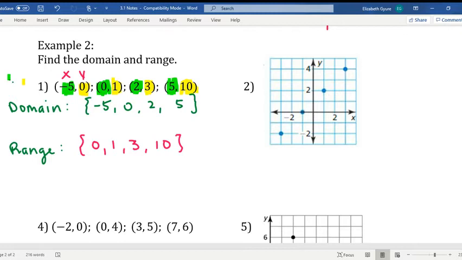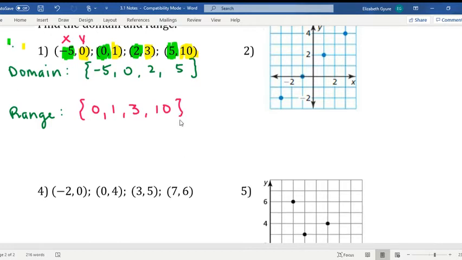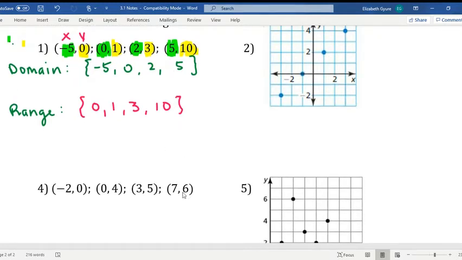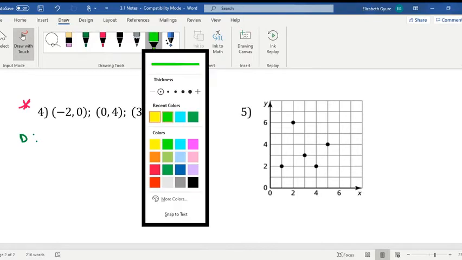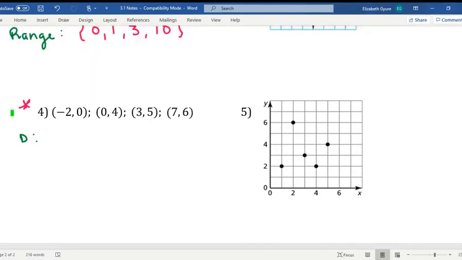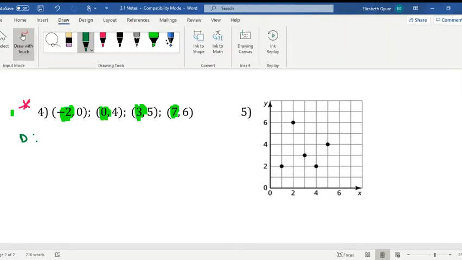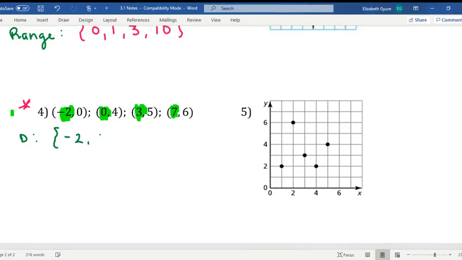Not too crazy, right? Okay, try it out with number 4, the one right below it, because it's the exact same thing, right? Just some different numbers. So try it out with number 4. Domain. Who can tell me what my x values were for this? Jake. Yep, what else? Yep, absolutely. And then just list them out. Right, -2, 0, 3, 7.